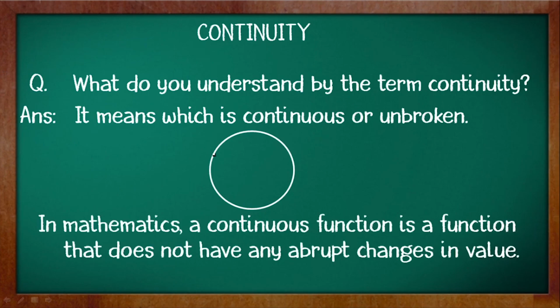In mathematics, we will try and discuss a function which is continuous. So in mathematics, we will discuss continuity of a function. A function is said to be continuous if it does not have any abrupt changes in value. If the function does not have any abrupt changes in value, then that kind of function is known as a continuous function. So let us understand what abrupt changes in value mean with the help of an example.